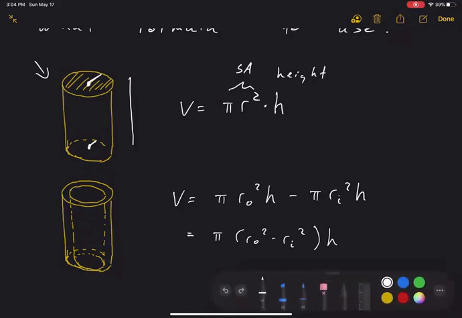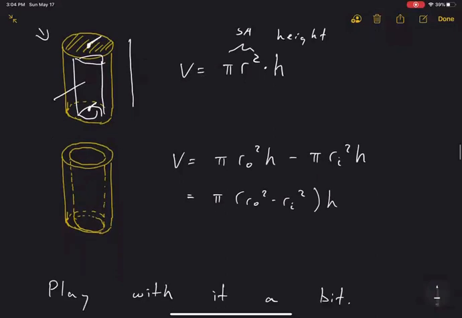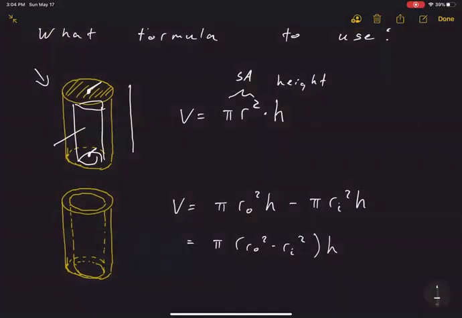The solid version of this cylinder. And then I'm going to subtract away the volume of the cylinder of empty space. Okay. So that's the idea. So the volume of this hollow cylinder would be pi rho squared times h minus pi ri squared times h.